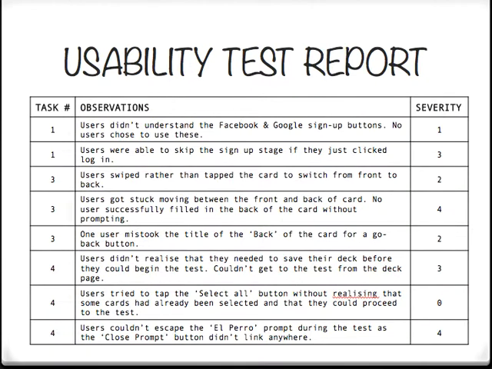I recorded errors across tasks 1, 3, and 4, and I'd be lying if I said I wasn't shocked to find that my carefully designed prototype had so many mistakes. In task 1, I found that most users didn't understand their Facebook and Google sign-up buttons, and that no one chose to use them. While this didn't hinder them in completing the task, it did mean that they weren't serving any functionality to the user, and were therefore a waste of space as they were.